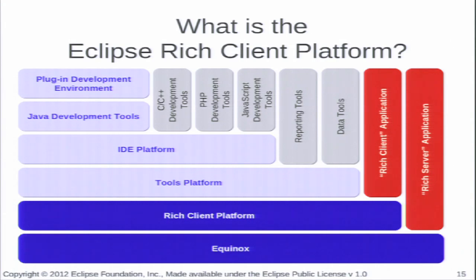So Equinox, again, OSGi, if you're looking for a component model for something today, take a look at OSGi. Equinox is the reference implementation. On top of Equinox sits the Rich Client Platform. On top of that, there's the Tools platform. On top of Tools is the IDE platform.